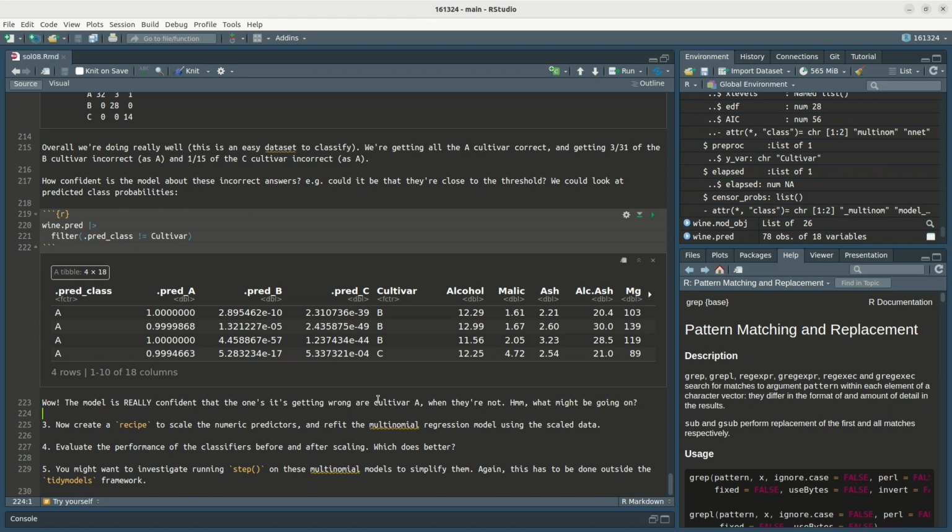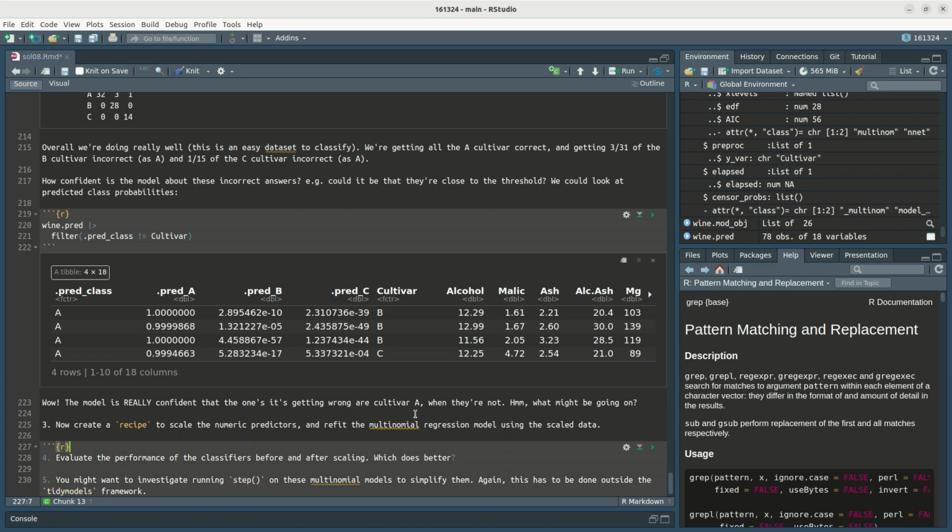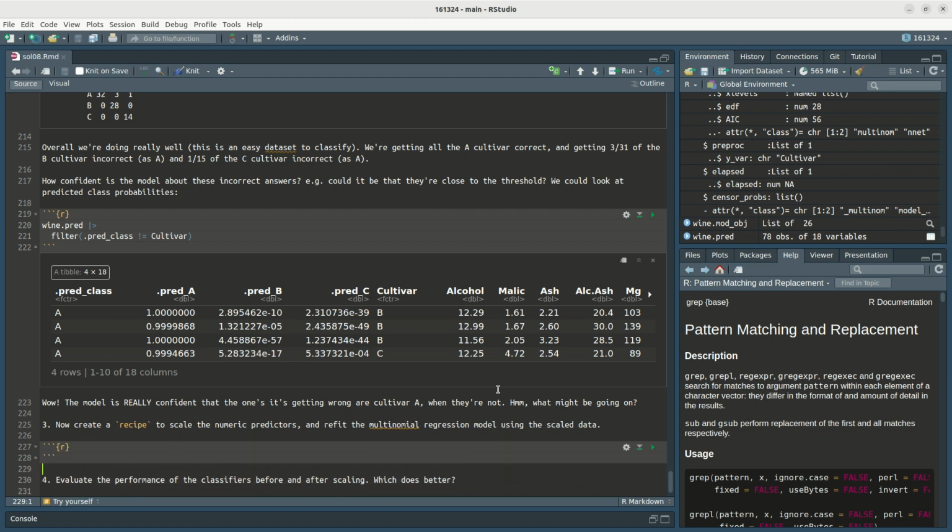So it might be a good time for you to have a think about what might be going on here. Why would it be that the model is so confident that these observations are class A when in fact they're not? Now, as we indicated before, these variables are on quite different scales, and that may affect how well the multinomial package fits things, purely because of numeric issues, right?